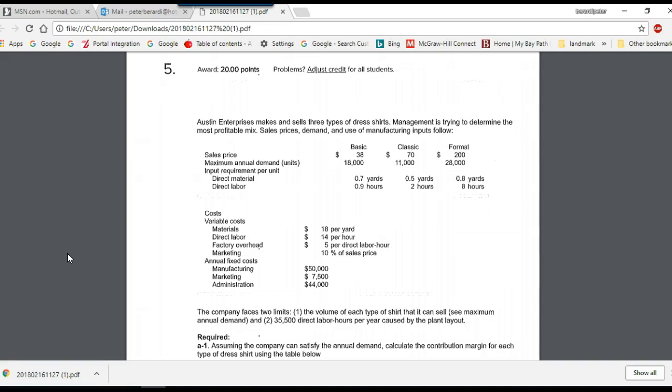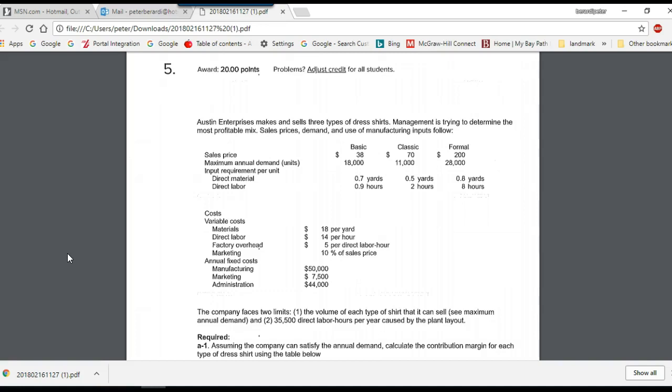Austin Enterprises makes and sells 3 types of dress shirts: the basic, the classic, and the formal. Management is trying to determine the most profitable mix. Sales mix, demand, and use of manufacturing inputs follow. For a basic shirt, price is $38, for a classic it is $70, and for a formal it is $200. The maximum demand in units for these shirts is, respectively, 18,000, 11,000, and 28,000.